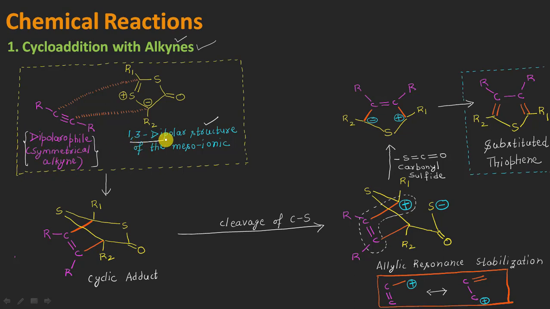This is the 1,3 dipole, and this is the dipolarophile of our reaction. So what is going to happen next is that the negative end of the dipole will be interacting with any one of these carbon atoms, no problem at all, because this is a symmetrical molecule. So regioselectivity won't be posing any problem for us here.